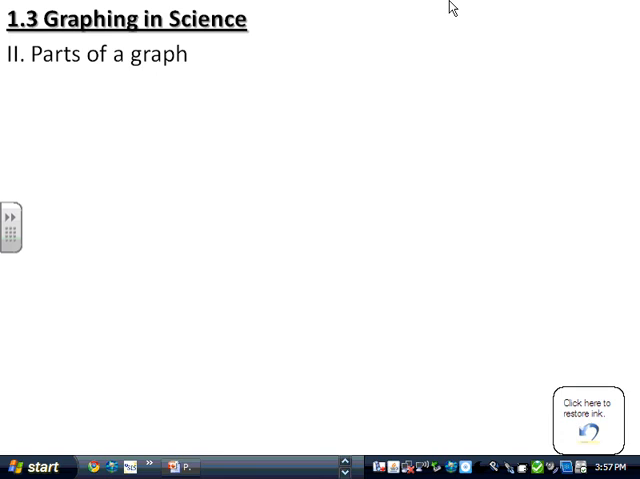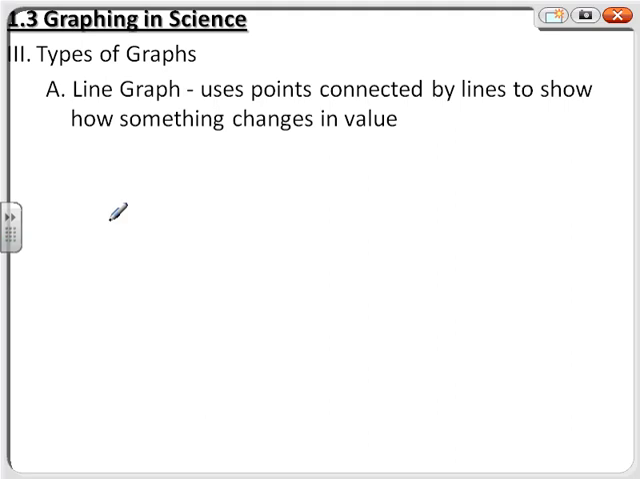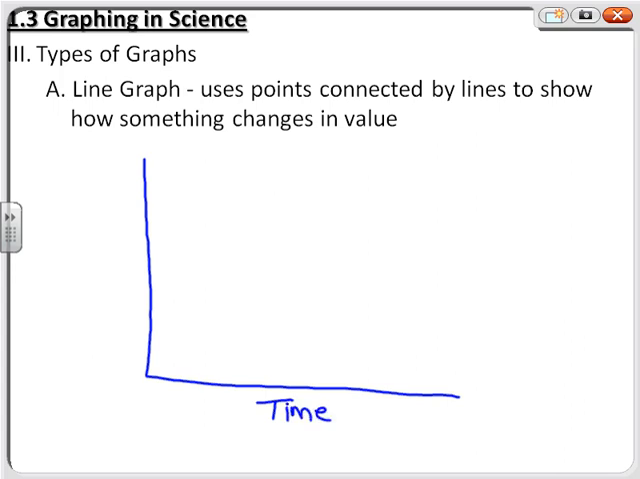So the first type of graph we're going to look at is a line graph. A line graph uses points connected by lines to show how something changes in value. Let's look at an example. Let's say we're measuring how far something moves away from us over time. So in this particular case, our independent variable will be time because we want to see how far something moves away over time. So on the x or y-axis, we would put distance.